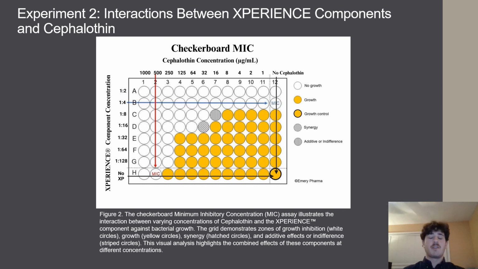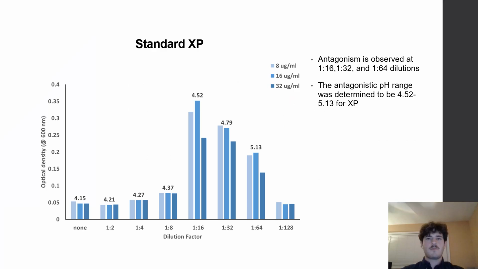We are now able to determine if this is a synergistic or antagonistic effect based off our experiment 1, where we determined the MICs alone for each solution. So for the results of experiment 2, we found that there are certain ranges in each experiment that result in antagonism. For Xperience, these antagonistic ranges were the 1 to 16, 1 to 32, and 1 to 64. And these can be seen with these optical density peaks around 0.35 to 0.4.